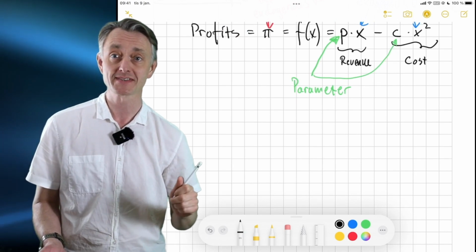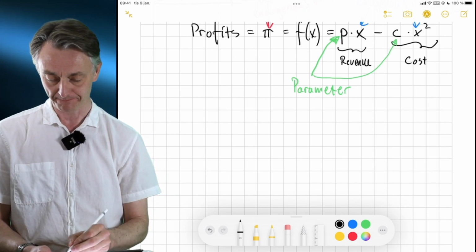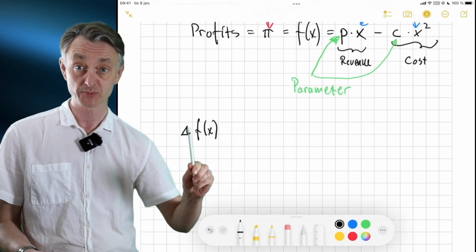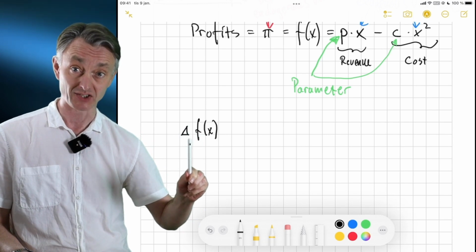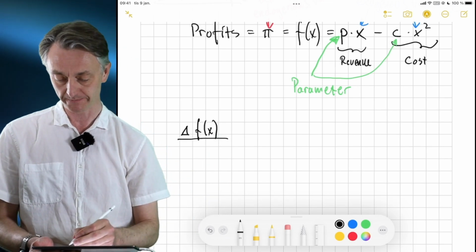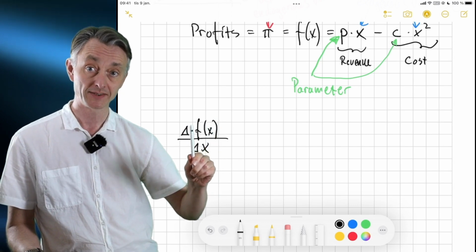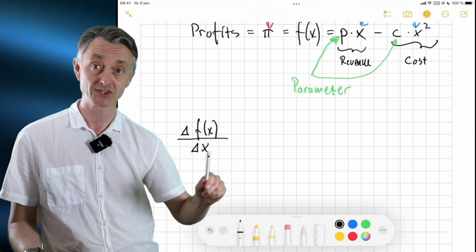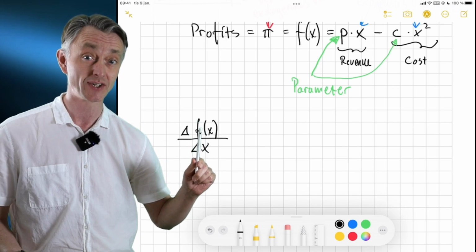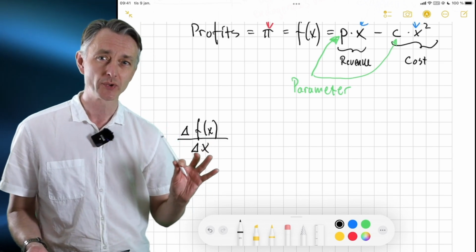So what happens to profits when X increases? Well, starting, we can write this. So the change in the function here, that was profits. The big delta here means change, the actual change, divided by then the change in output. So you can see here, this is the change in profits, and this is the change in output, right? So this is a rate of change. How much do profits change when we change the level of output? Okay, so that is what we are interested in.